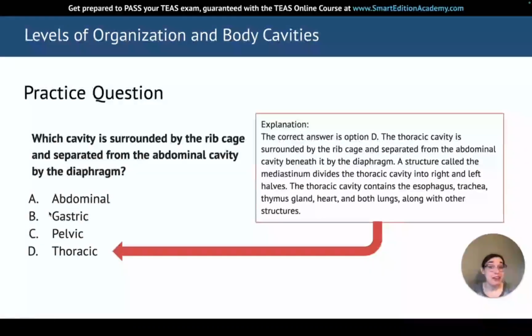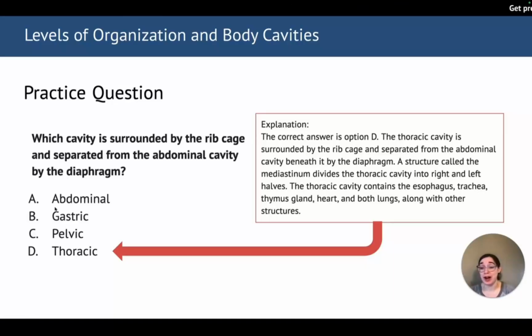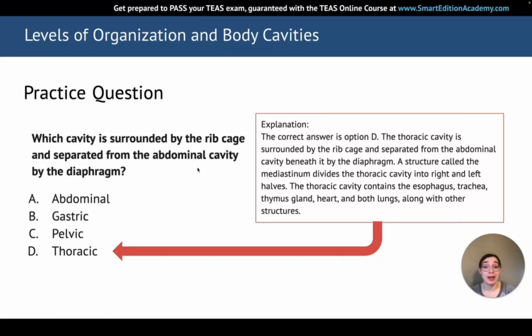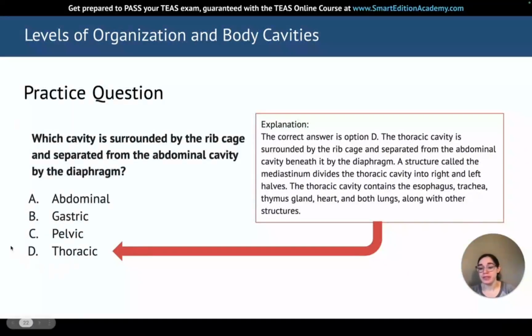Gastric is not one of the cavities that we saw. So that is incorrect as well because that's not one of the names of the different cavities in the human body. And then the pelvic cavity is separated from the thoracic cavity by the abdominal cavity. So the thoracic cavity is located in the chest, the abdominal cavity is located below it, and then the pelvic cavity is located in the pelvis, as its name implies. So that can't be our correct answer either. And we're left with option D, thoracic, and that is our correct answer, as we have seen.